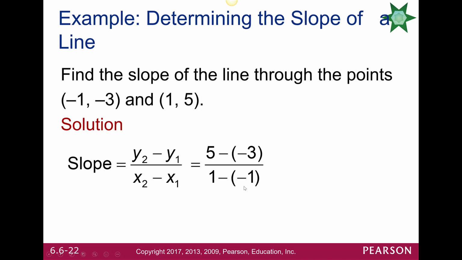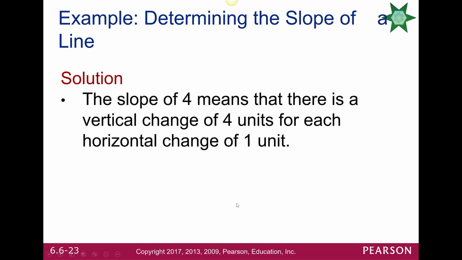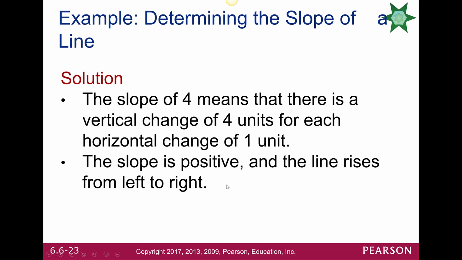I go ahead and simplify that. I get 5 plus 3 over 2. 8 over 2 is 4. So the slope of the line that connects those 2 points is 4. It means there's a vertical change of 4 units for each horizontal change of 1 unit. As x goes up by 1, y goes up by 4. The slope is positive. The line rises from left to right.